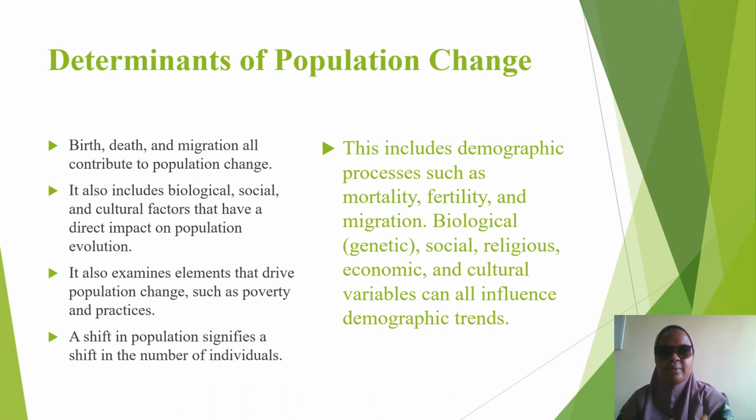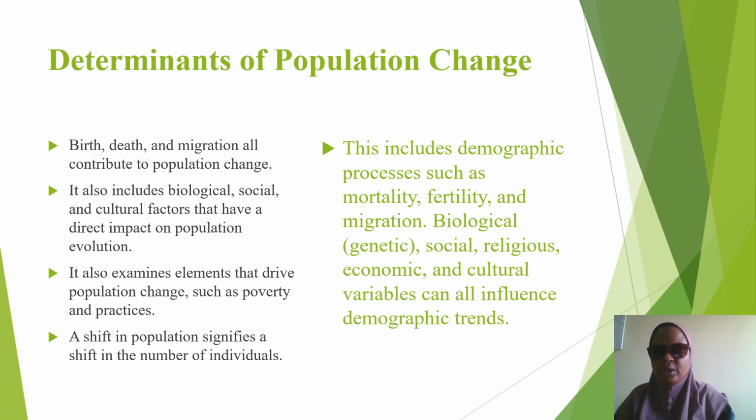It also examines elements that drive population change, such as poverty and social cultural practices. So a shift in population signifies a shift in the number of individuals. If a population is 100 and now we have 120, it means that the population has increased. But if it is now 95, you know that there is a decrease in population. Determinants of population change is concerned with why there has been an increase or how the increase or decrease came about. So this includes demographic processes such as mortality, fertility, and migration.